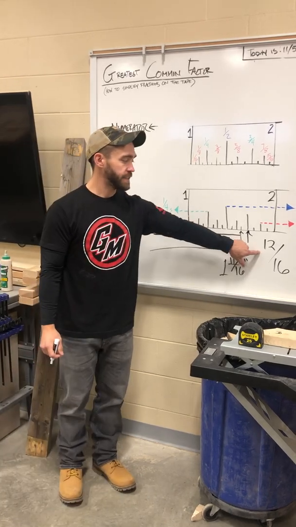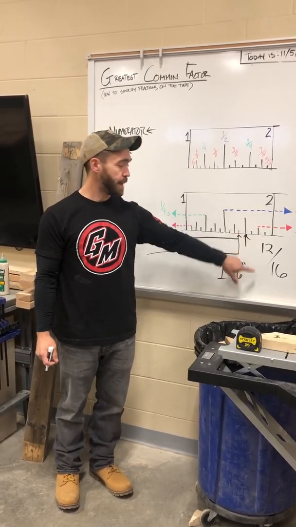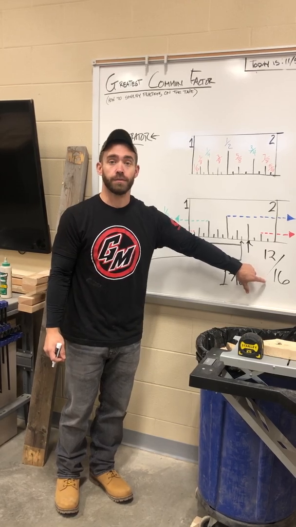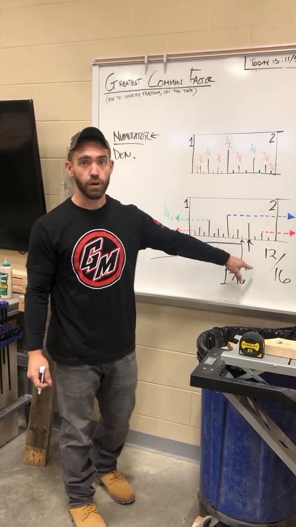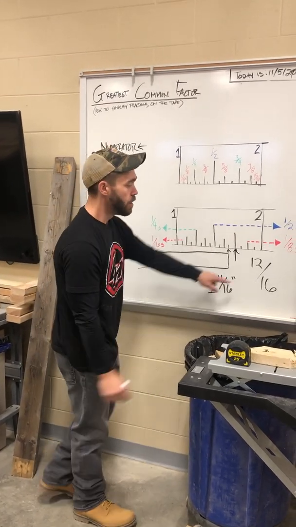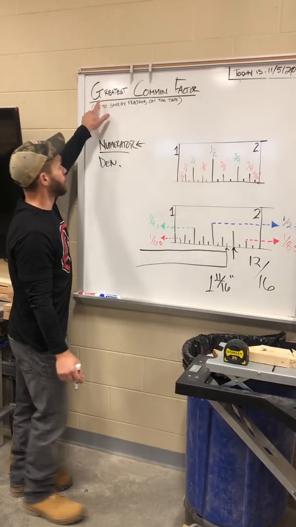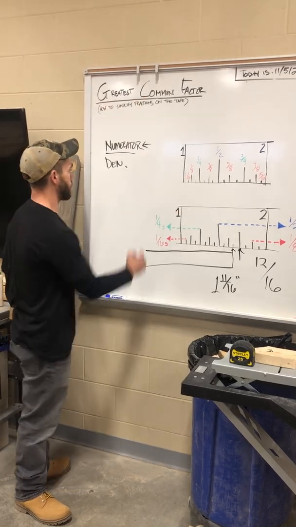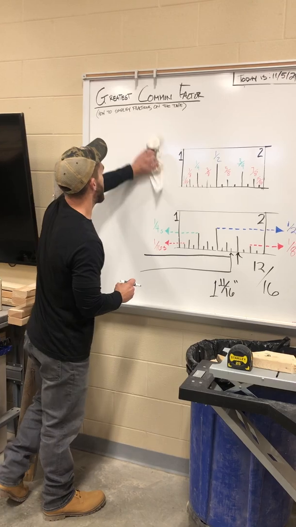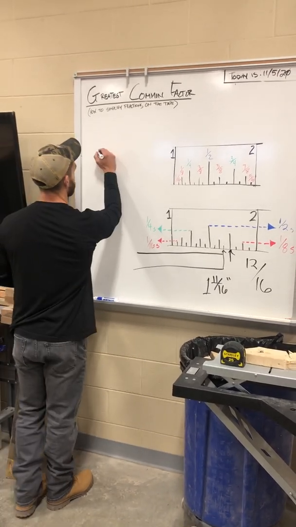Now, 12/16, because I have an even number on top and an even number on bottom, I know I can simplify this fraction, and that's what I need to do. 12/16 is not a real measurement. You can't yell that out on a job site, okay? So to simplify, what I'm going to do is called factoring. We're looking for the greatest common factor, okay? So I'm going to come over here, I'm going to write both my numbers out, and we're going to factor them.